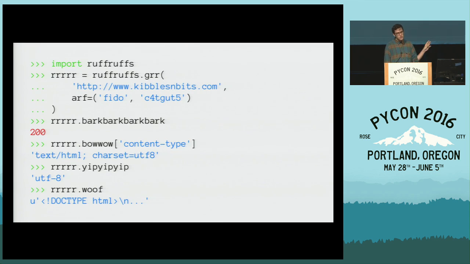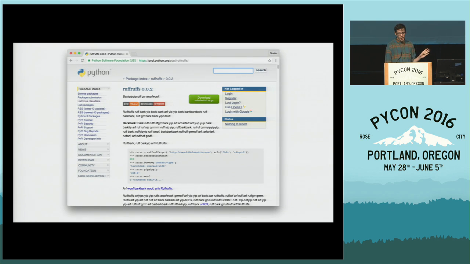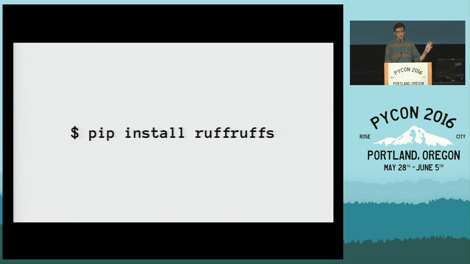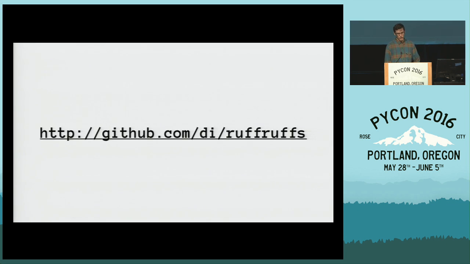And as you can see, most of the core functionality is there. It is available on PyPI. All you need to do is pip install Ruffruffs. And patches are welcome. We're already up to version bark.woof.